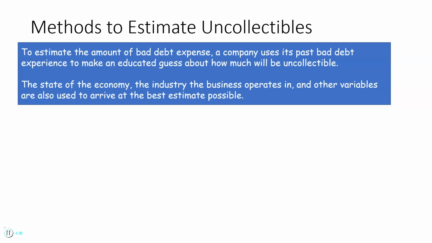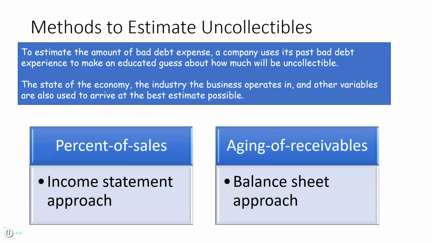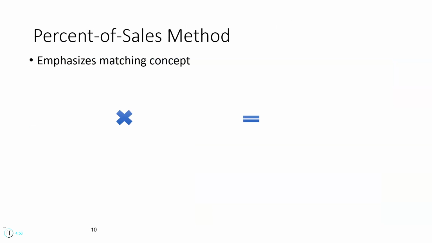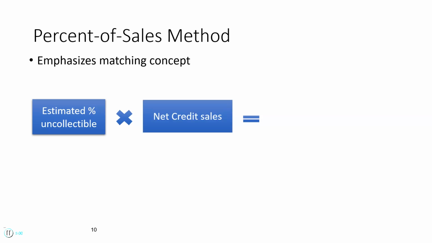Now, to estimate the amount of bad debt expense, a company must use its past bad debt experience, and a lot of it has to do with what's going on in the economy. So, for instance, based on the last year and a half with COVID, the percentage probably would be pretty high. So, we have two methods, percentage of sale and aging of accounts receivable. We'll start with percentage of sale, also known as the income statement method. You take the estimated percentage of uncollectibles times the credit sales.